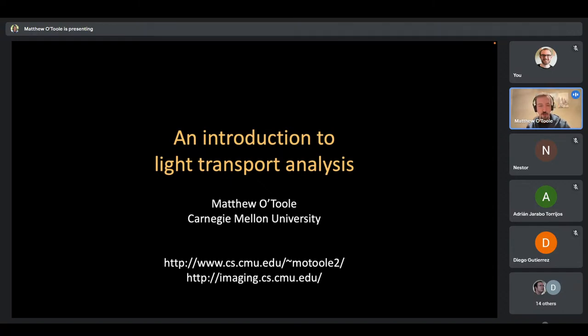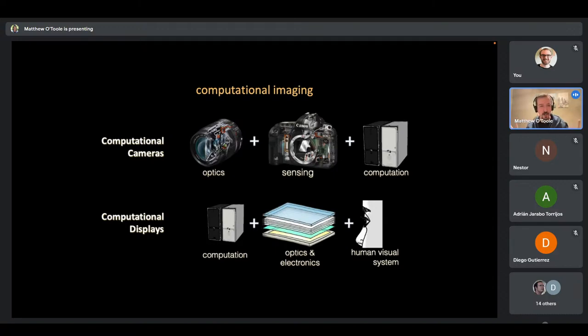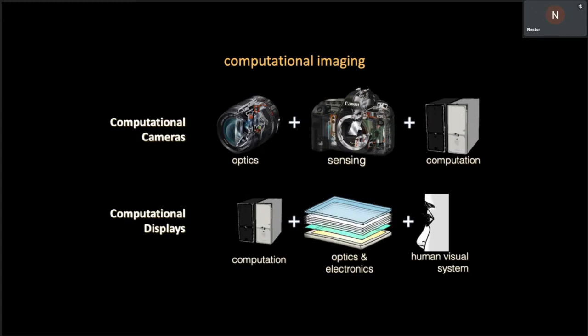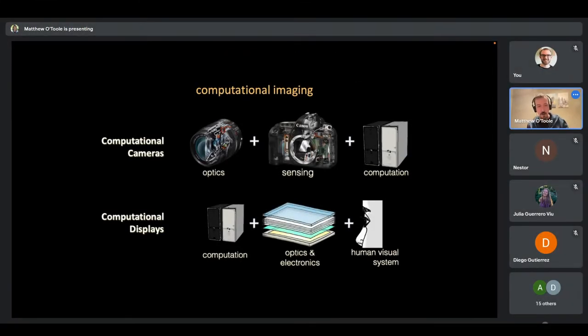So I want to start off by giving you a really general idea of how I define computational imaging and computational displays, which are basically two sides of the same coin. Computational imaging involves thinking about how we can change not just the software of imaging devices, but the hardware as well. This might be thinking about how we can design the optics or the sensors of a camera in a different way, in addition to combining it with new types of algorithms to produce images that you wouldn't be able to capture with a traditional camera.